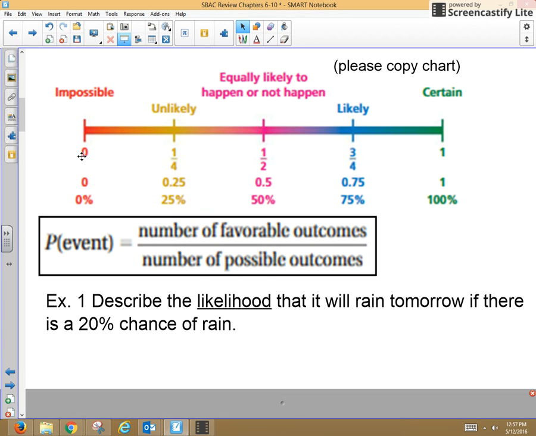Impossible can only refer to 0%. It is possible that it can rain tomorrow, but it's not very likely. So we could say that the likelihood here would be unlikely. It could happen, but it's a small chance that it will.